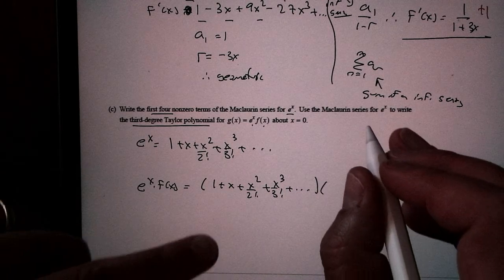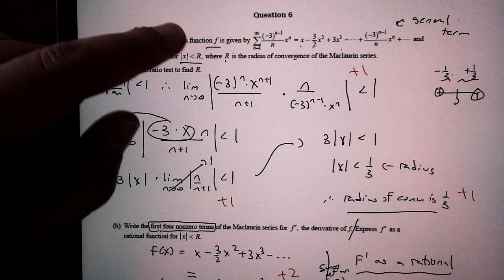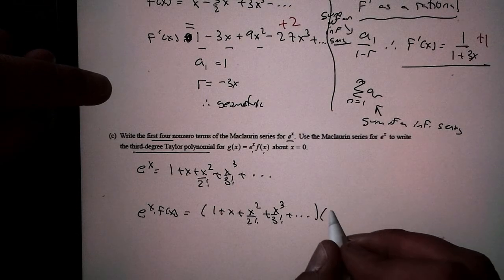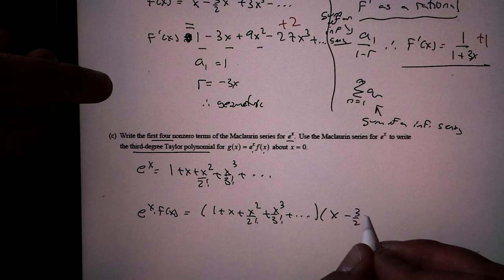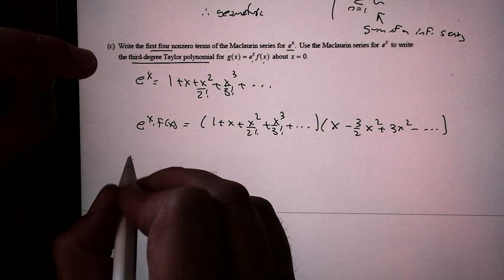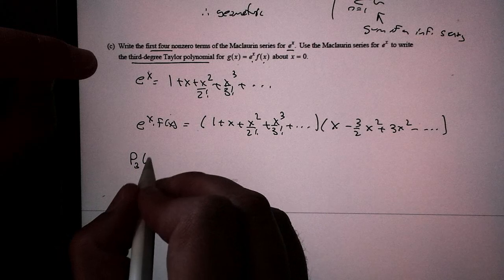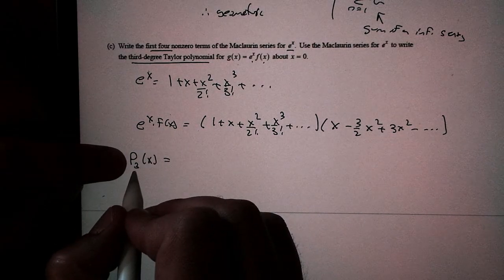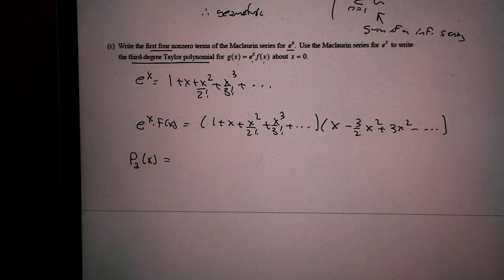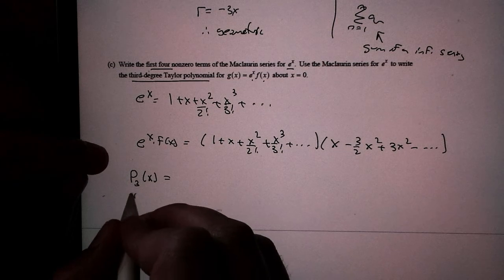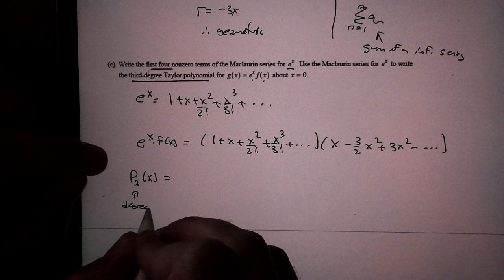F of x, well, that's our original function up here. That's going to be x minus 3 halves x squared plus 3x cubed minus dot dot dot. And we only want the 3rd degree Taylor polynomial, so I'm going to go P3 of x equals. So that's e to the x f of x. I'm only looking for the 3rd degree. So that's going to make this a little bit easier because anytime my degree gets bigger than 3, I'm done.